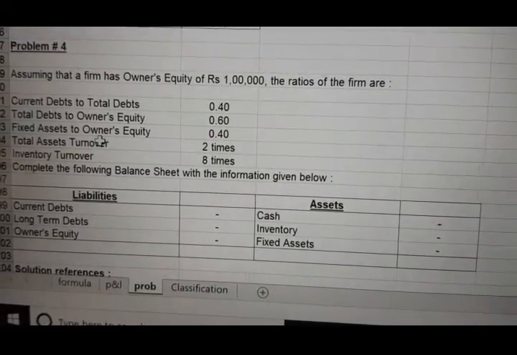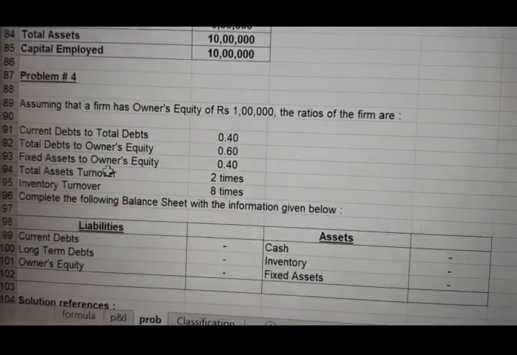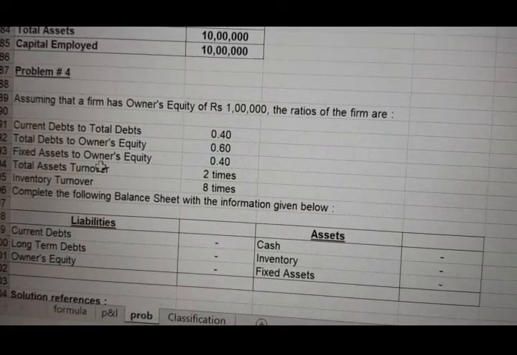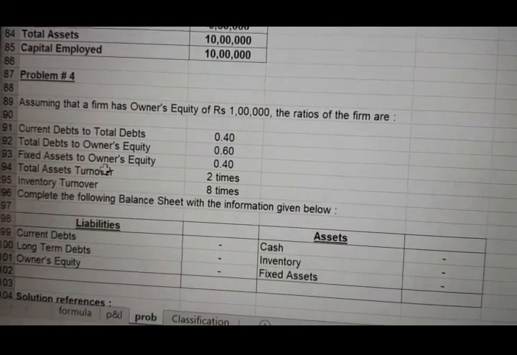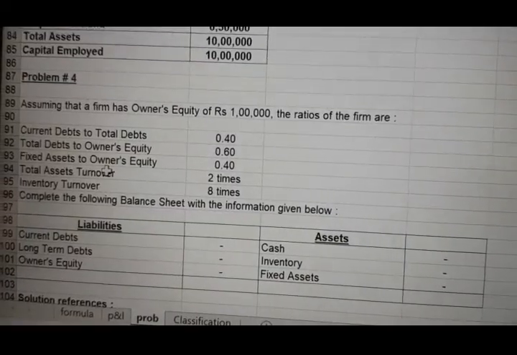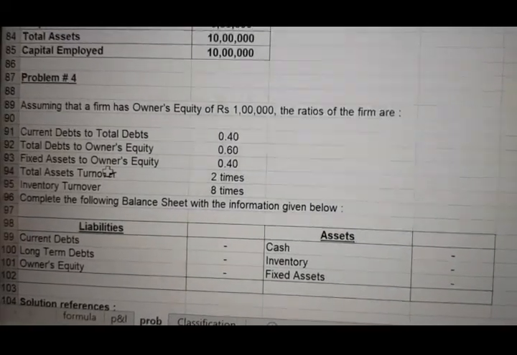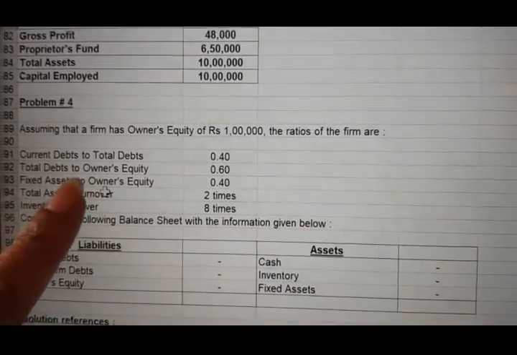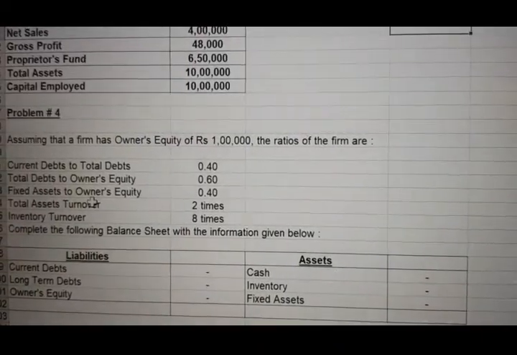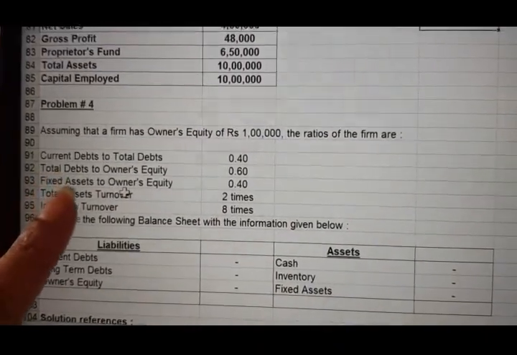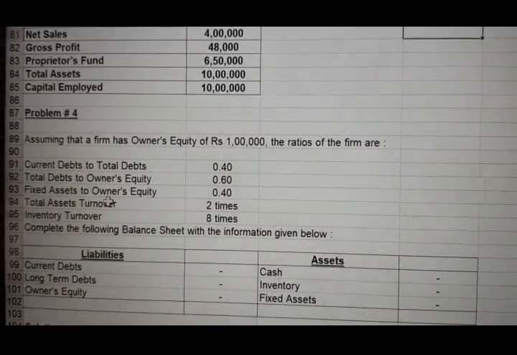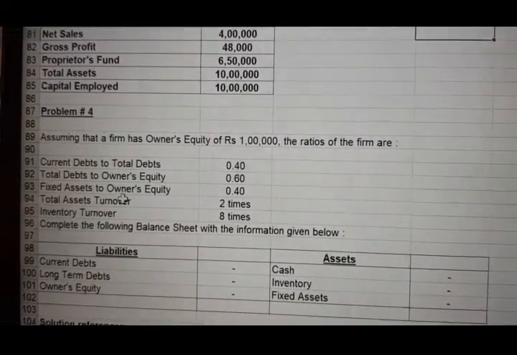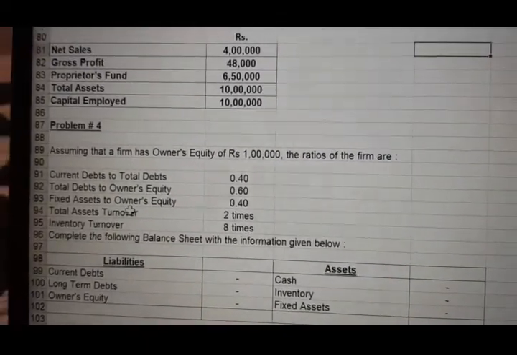Okay, now let us come to the solution. Now I'm just reading out the first line. Assuming that a firm has owner's equity of rupees 1 lakh. So only one figure has been given over here, that is owner's equity. Now we have to see first what are the ratios given over here which are related to owner's equity. See this one, total debt to owner's equity, that is 0.6. Another is fixed asset to owner's equity, that is 0.4. So these two ratios are related to owner's equity. So let us first pull out the data out of these two ratios. Okay, let us see the solution.